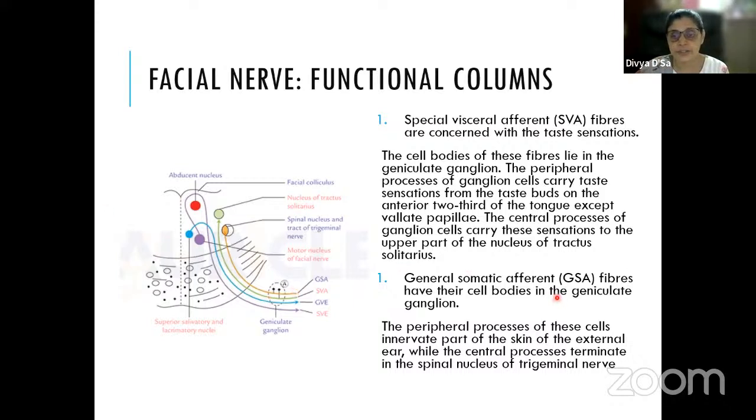Then we have general somatic afferent fibers. Okay, so these cell bodies are also located in the geniculate ganglion. Now, what are they supplying? The peripheral processes innervate the skin of the external ear, while the central processes will be terminating in the spinal nucleus. So if you see, it comes here and ends up in the spinal nucleus of the trigeminal nerve.